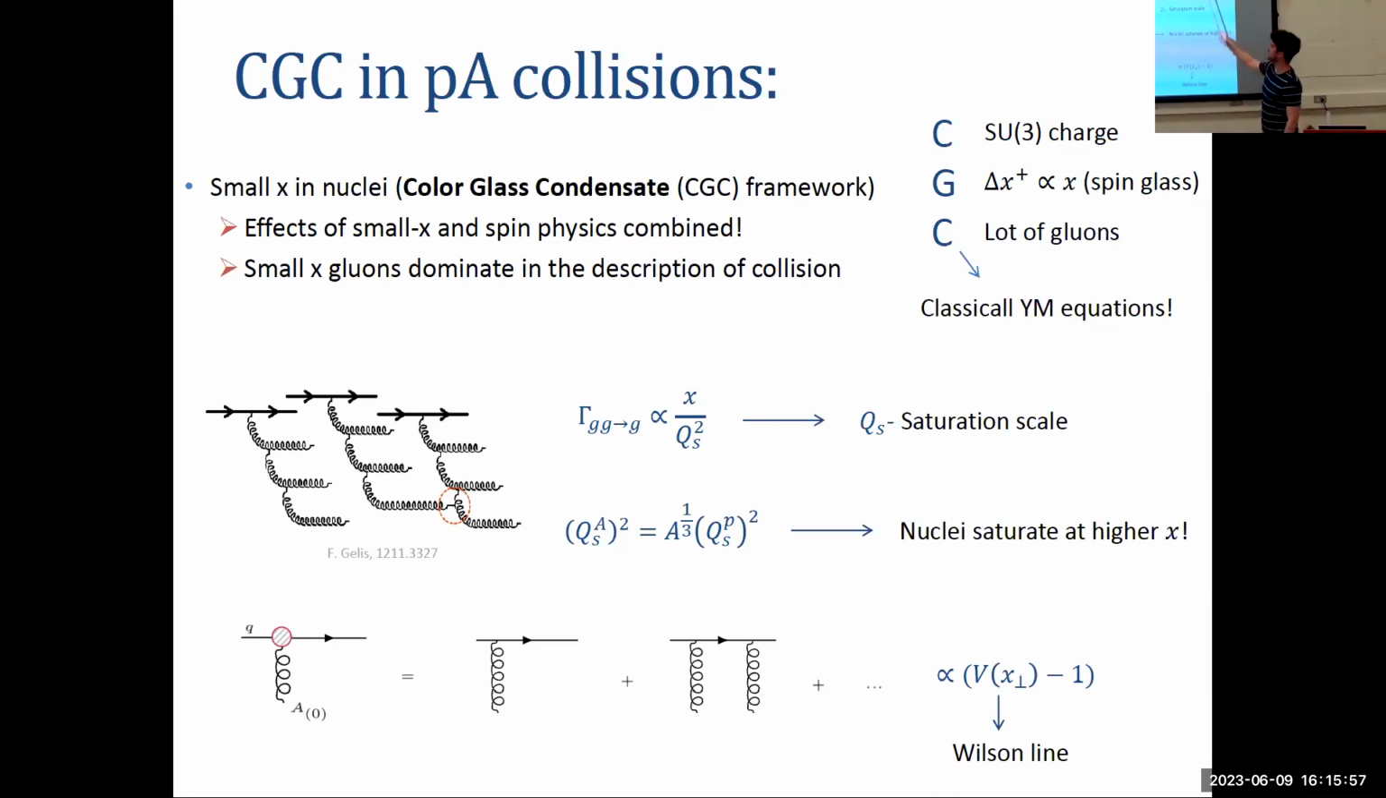Just to mention those 3 letters, CGC. C is of course for SU(N) charge or color. C as in condensate, a lot of gluons, and glass. This is the most important thing. Gluons that are at lower x, because of time dilation, see gluons at higher x as frozen in time. And this is actually a property of glass from solid state physics. Glass is a material that on short time scales behaves as a solid, and on long time scales behaves as a liquid. Okay, this is the basic idea of the color glass condensate. And yes, one more thing, nuclei will saturate at higher x.